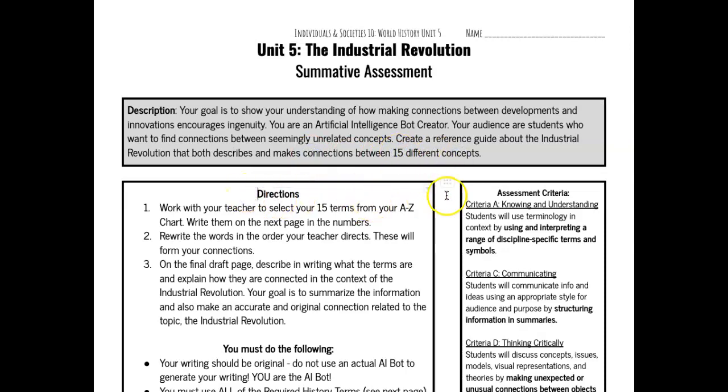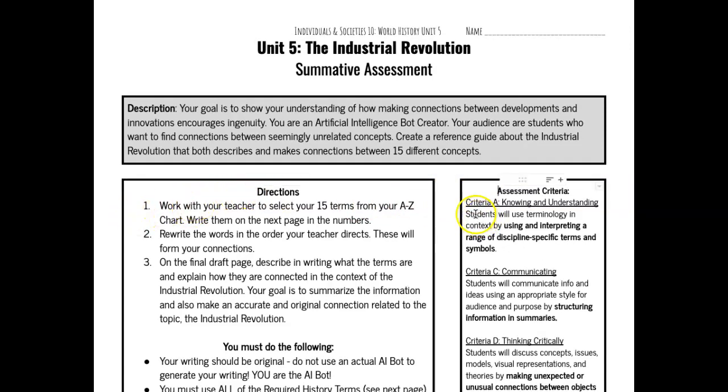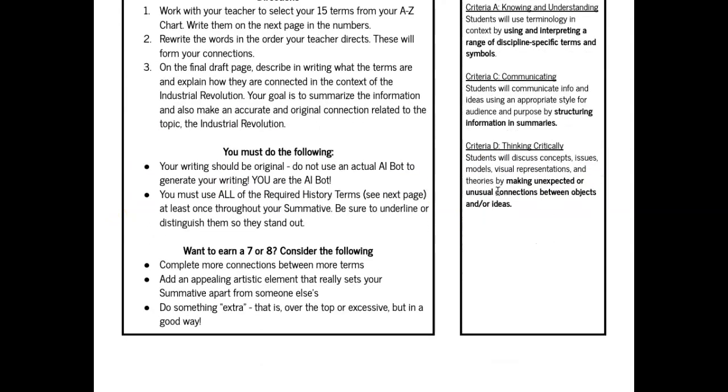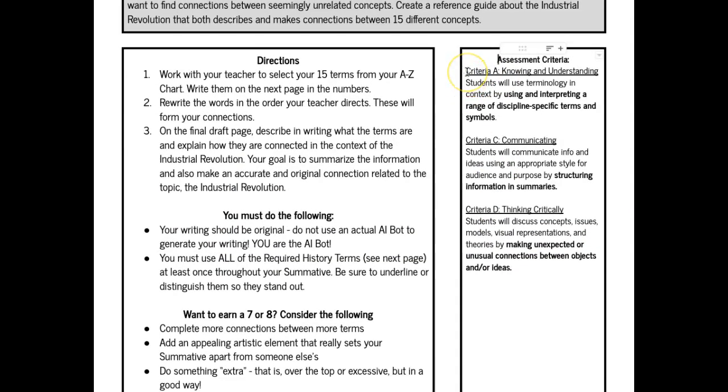You'll see underneath the directions on the one side and the assessment criteria on the other side. Let's go over the assessment criteria first. The assessment criteria is how you will be graded by your teacher. You're going to be graded on criteria A, knowing and understanding. You're going to use terminology in context. You're going to be graded on criteria C, communicating. You're going to communicate information and ideas using an appropriate style for the audience and purpose. And you're going to be graded on criteria D, thinking critically. Discuss concepts, issues, models, visual representations, and theories.